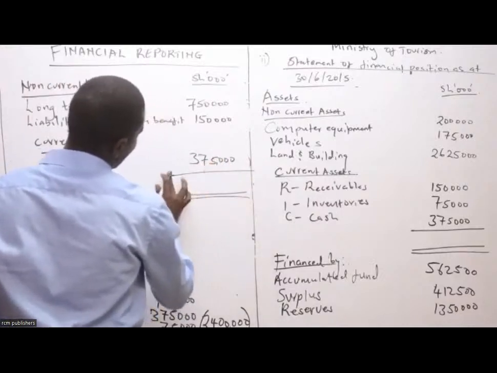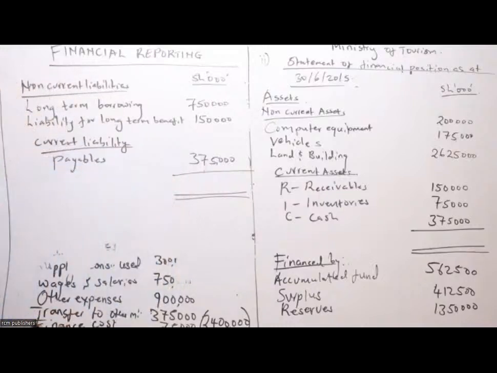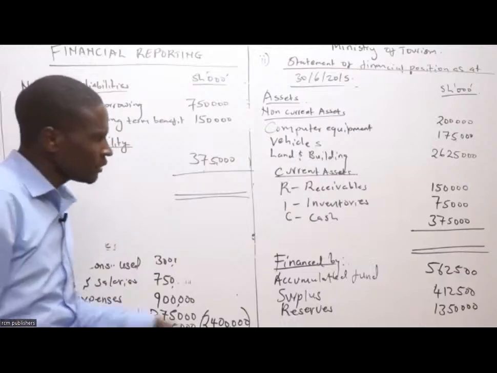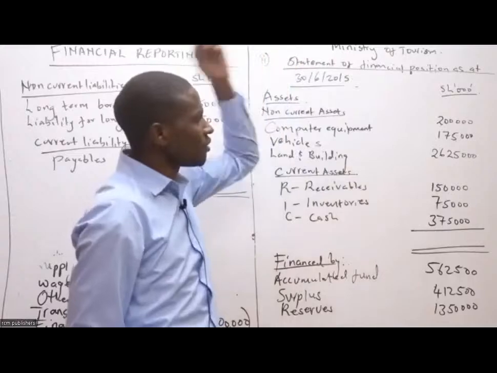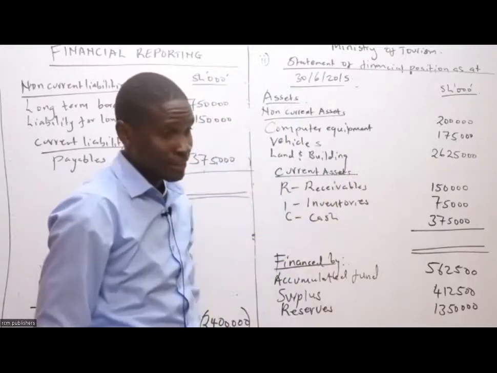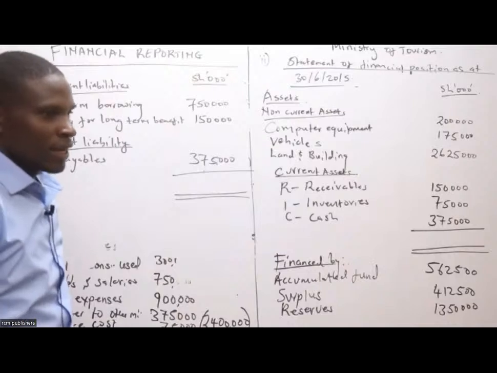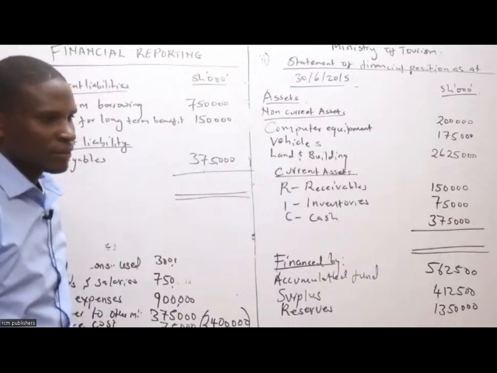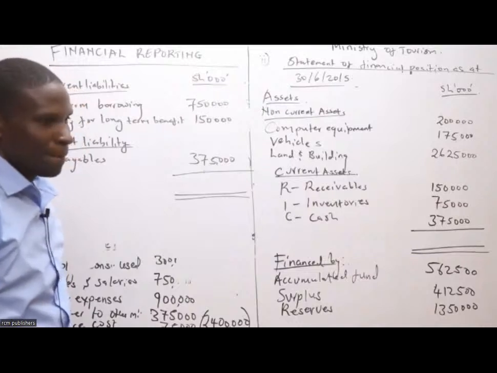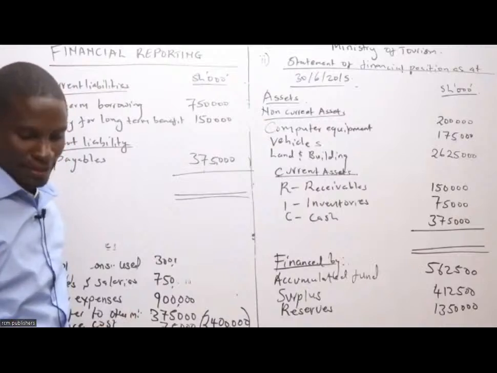That marks the end. So, can we confirm whether our account is reconciling? Our account is balancing. If you add all of these, how much is the total asset? I'm giving you 2 minutes. What is the total asset?